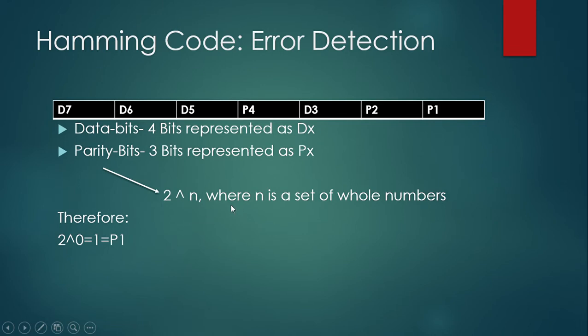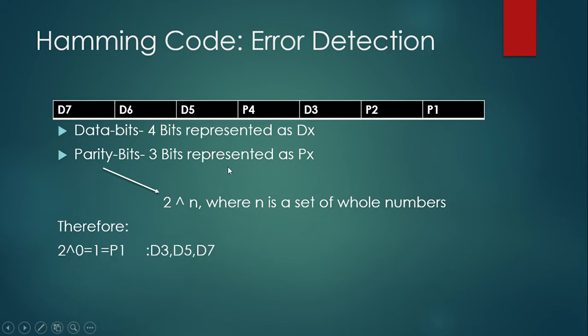So what is the first whole number? 0. What is 2 power 0? 1. What does 1 represent? 1 represents the first index. Hence we put a parity bit in the first index. Then the second whole number is 1, and what is 2 power 1? 2. The 2 represents the second index, and in that second index we put the second parity bit, P2. Similarly for 4, and similarly for 8, but unfortunately we are only implementing a 7-bit Hamming code, hence there is no use for the 8 index. That's why I'm not showing it here.